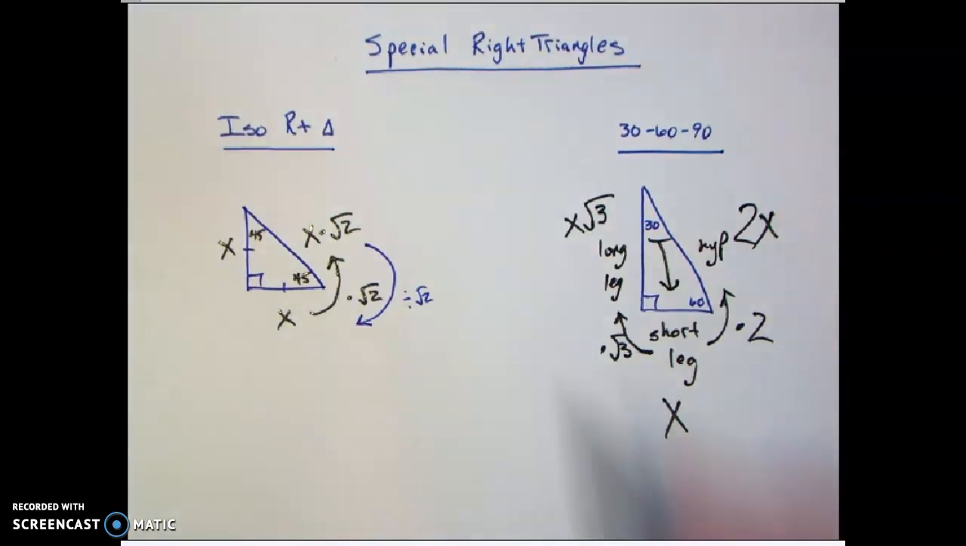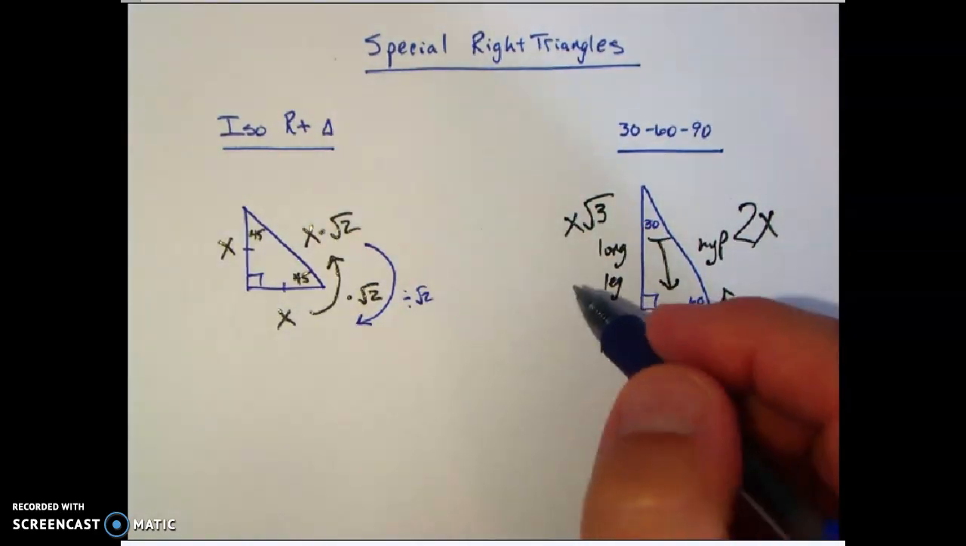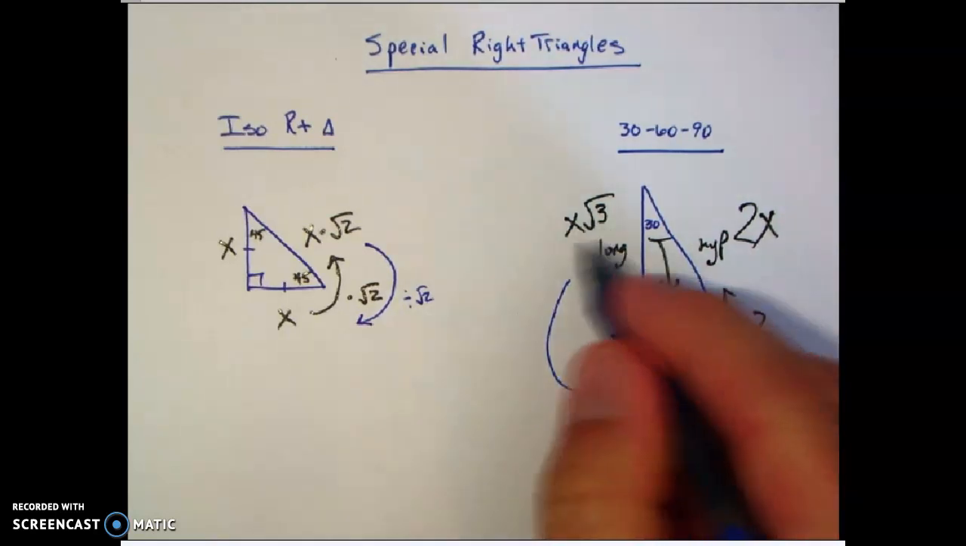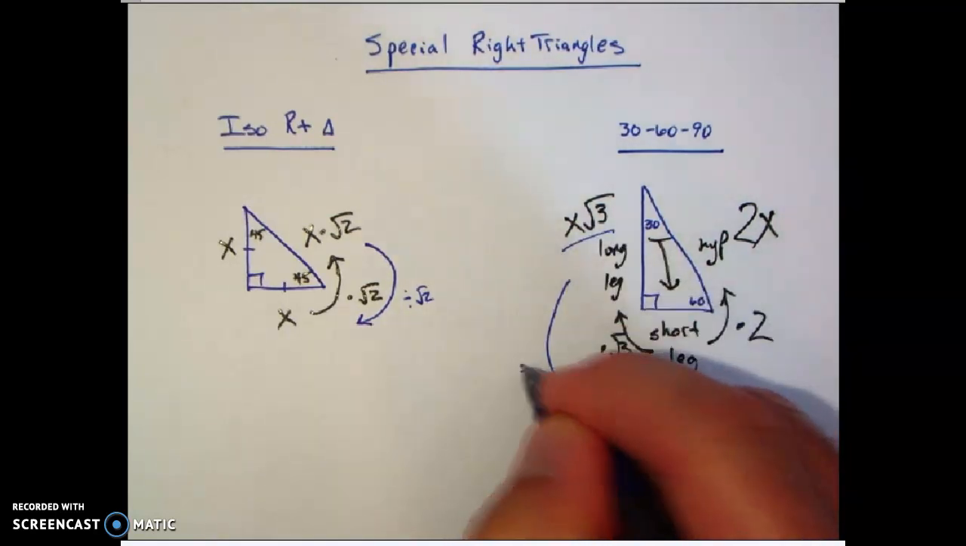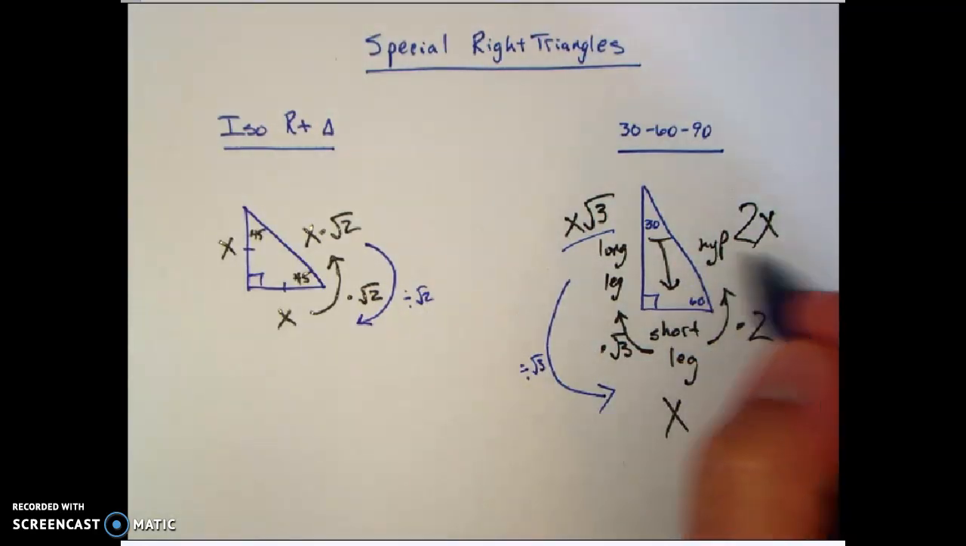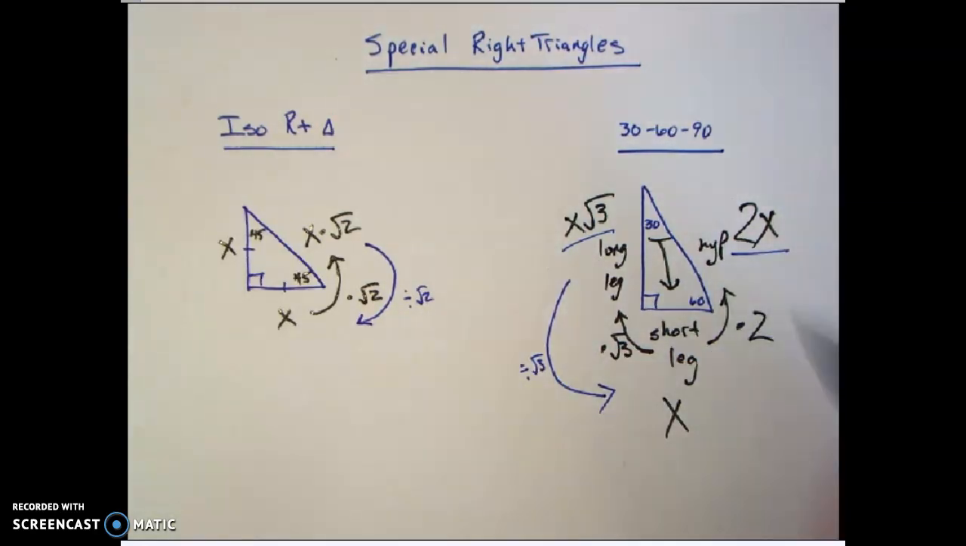That also means that if I'm given the long leg, hey, we said it's all about the short leg. So to find the short leg, I'm going to take whatever my long leg is, and I'm going to divide by square root of 3. And if I'm given the hypotenuse, we said it's all about the short leg, so I'm going to find the short leg. And if I'm given the hypotenuse to find the short leg, I'm going to divide by 2.